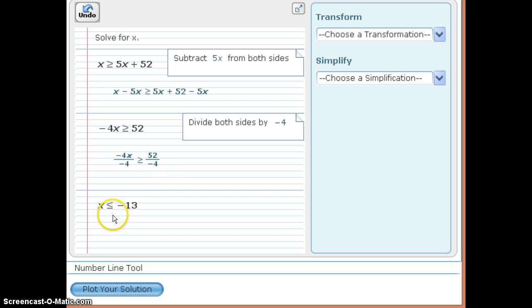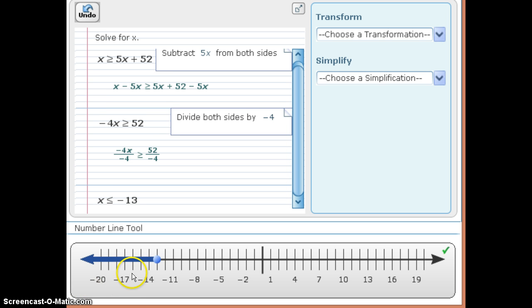So here I have the solution set to my inequality, which means that I don't just have negative 13 as a solution. It is a solution, but anything less than negative 13, negative 14, negative 15, negative 100, negative 1,000, all those numbers are also going to make this inequality true. And since we have all these solutions, one way to visualize them is to do it on a number line. So I can go to plot my solution.